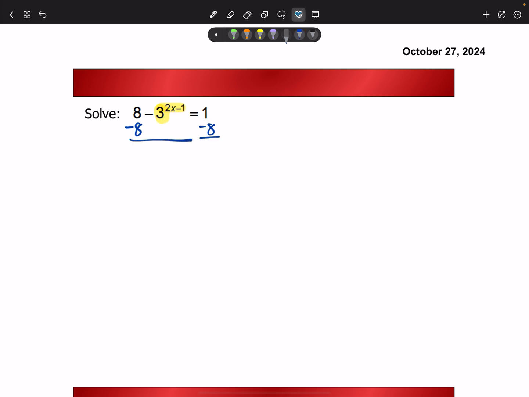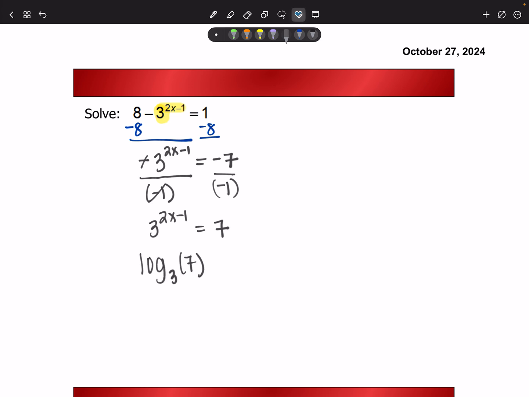When I subtract 8 from both sides, I get negative, and then 3 raised to the 2x minus 1 power is equal to negative 7. Now this negative is not attached to the exponent, which is a good thing because we don't want that base to be negative. So we're going to divide both sides by negative 1. And the negative divided by the negative cancels out, and we get 3 raised to the 2x minus 1 power is equal to positive 7. Now we can write in log form, log base 3 of 7 is equal to 2x minus 1.